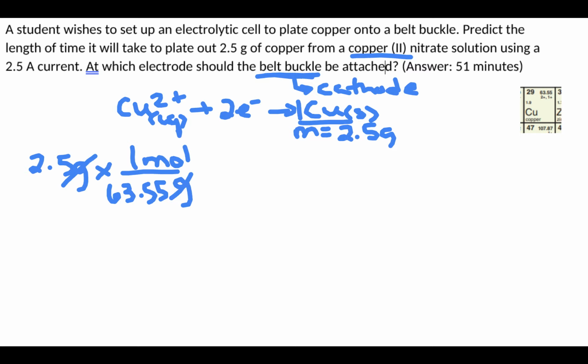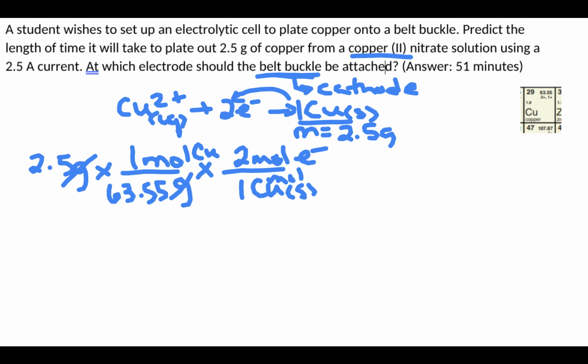For every 1 mole of copper produced, we used 2 moles of electrons. So that is your mole ratio. I'm going to multiply by 1 mole of copper in the denominator and 2 moles of electrons in the numerator. Now that cancels and you're at moles of electrons, and you can plug that into your calculator and you should see the value 0.0786, and this keeps going, and that's moles of electrons.